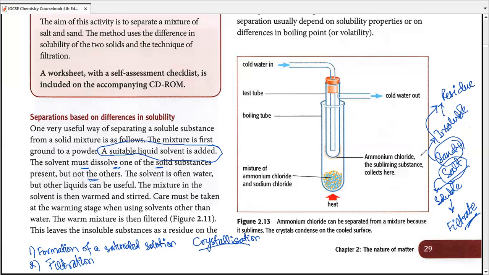Yes, sir. Good. This brings us to our third step. The third step is evaporation. Remember, evaporation is done for the filtrate. All right. Which means what are you going to do? You're going to evaporate the water so that you can get the pure crystals of the salt.